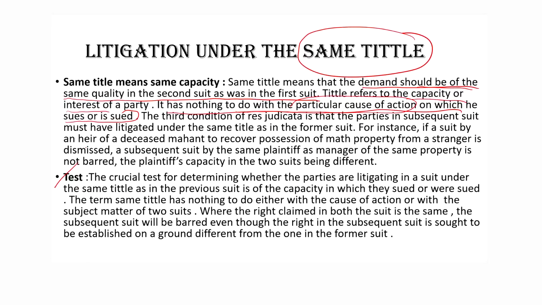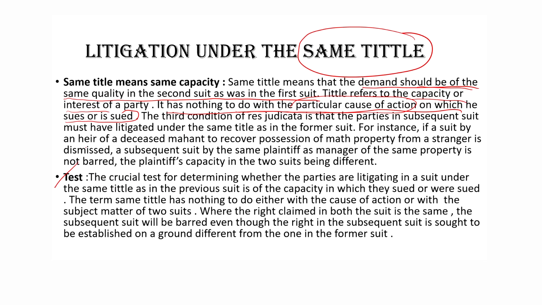On this basis, you should understand the cause of action is the same in both cases. The same immovable property, rented property, but earlier the demand was of the first month's rent, and now the demand is of the second month's rent. So on this basis you should understand the meaning of demand. Demand should be of the same quality. It has nothing to do with the same cause of action. So this is one thing, and I have mentioned the test also, what test you have to apply to understand this same title.